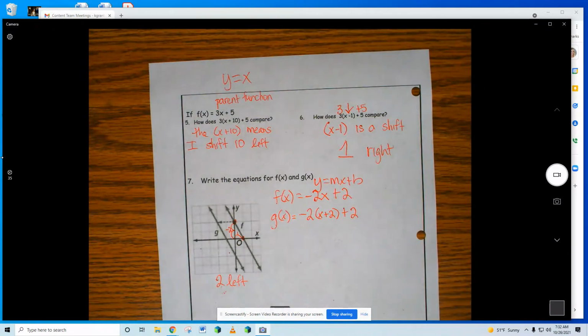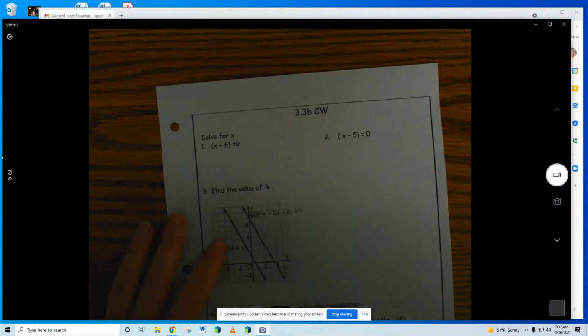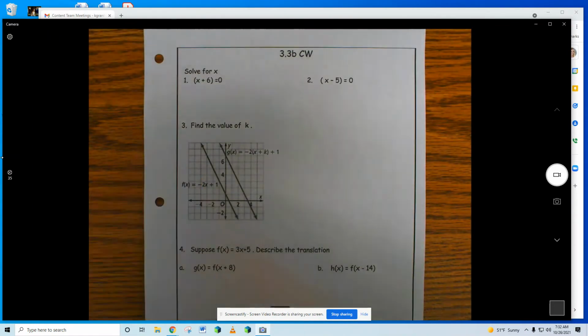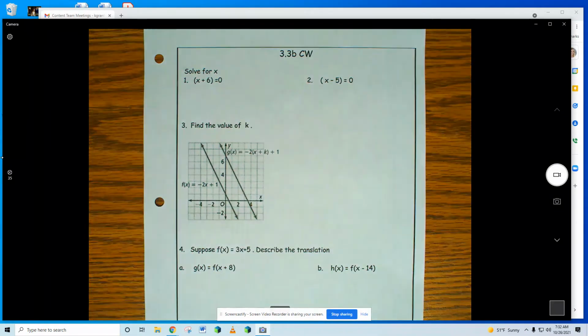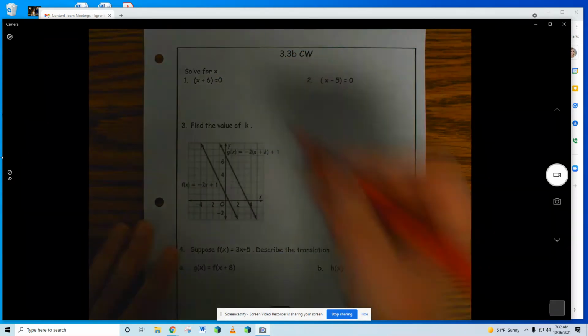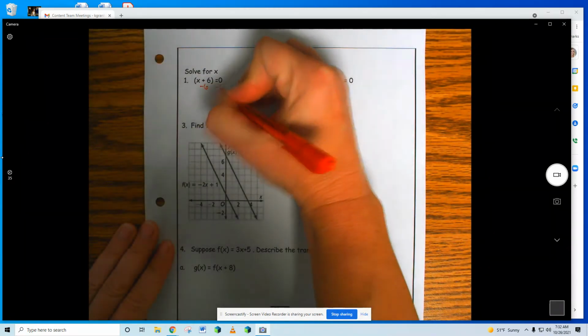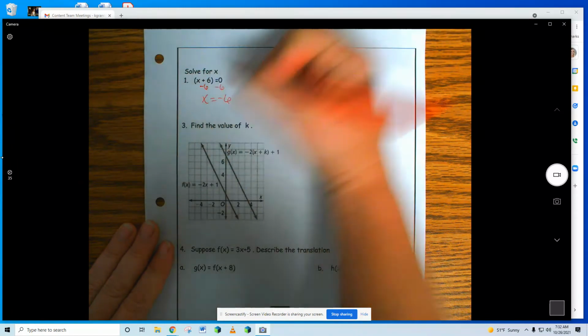Okay, I'm going to do the classwork with you because the homework is on the second page. So I'm actually giving you classwork and homework today. So let's do it together. I have to, easy, solve for x. Okay, not a problem. Subtract 6 both sides, right? X equals negative 6.